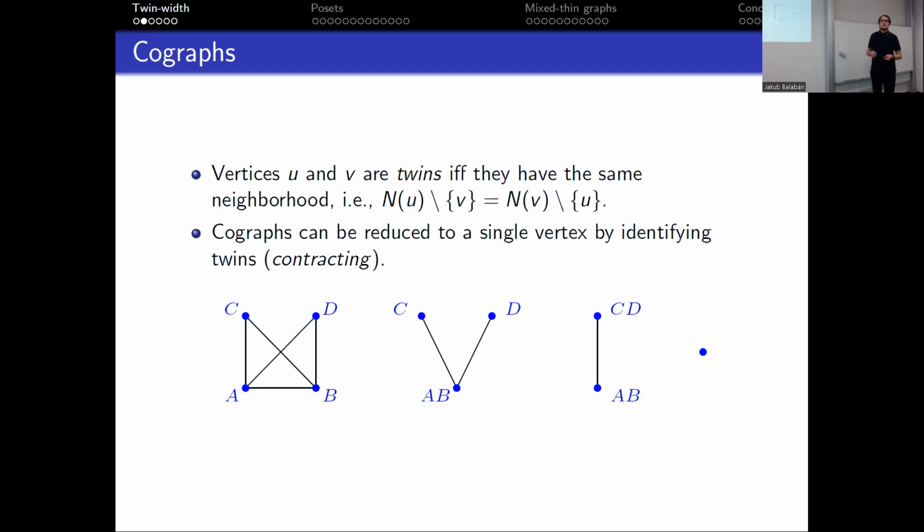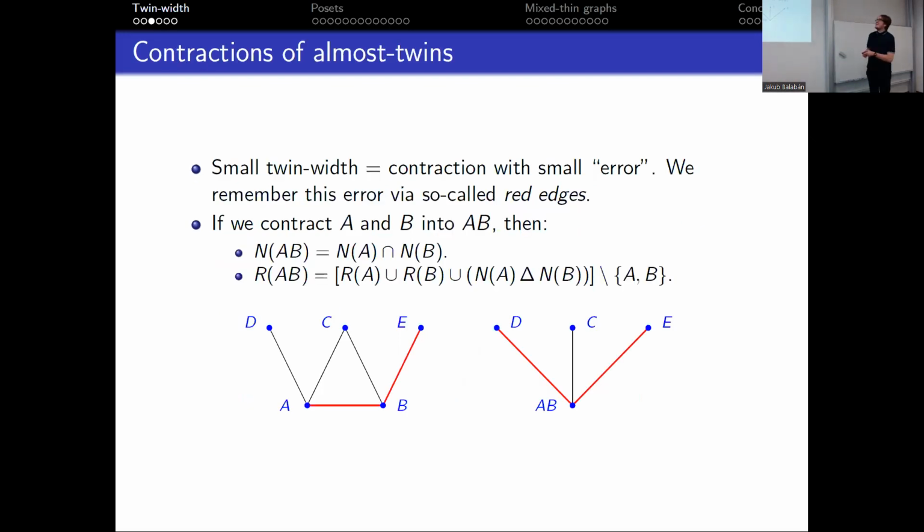In order to define what it means to have a higher value of twinwidth, we need to allow also contractions of vertices which are not completely twins. We can contract also vertices which are almost twins, or which we would like to contract. Now I need to define the notion of a red edge.